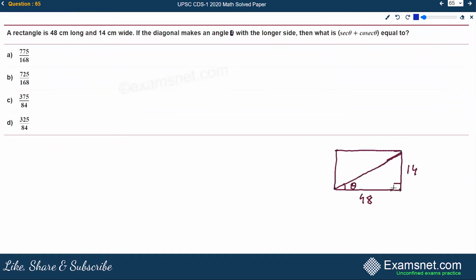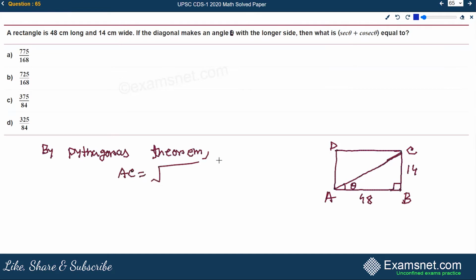Since this is a rectangle, if I name it A, B, C, D, B is a right angle, so ABC is a right angle triangle. Now by Pythagoras theorem, I can find the value of the hypotenuse, that is AC, which is root under 48 whole square plus 14 whole square. It would result in 50. So this is the length of the diagonal.